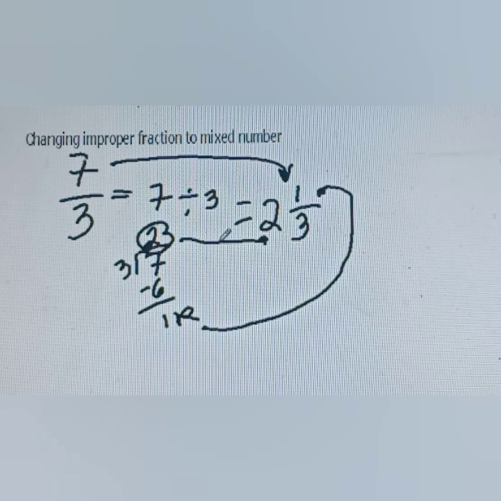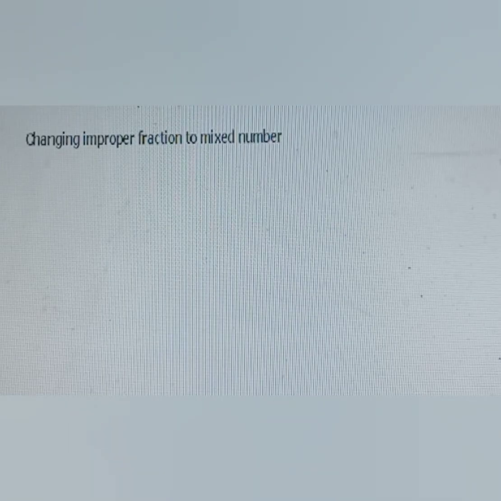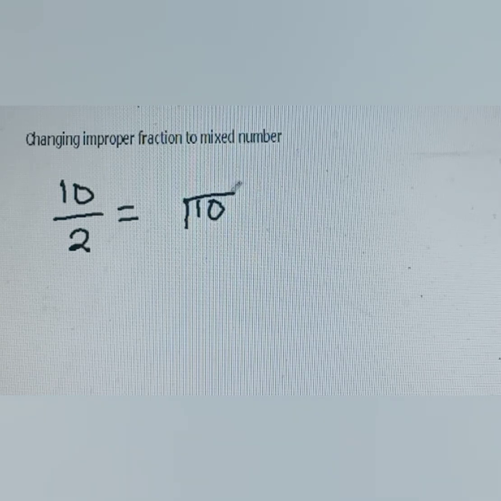Okay. Let's have one more example. So, let's have an improper fraction rather. Let's say 10 halves. So, again, this means 10 divided by 2. So, let's divide 10 divided by 2. How many 2's are there in 10? Yes, there are 5, correct? So, it's 5.